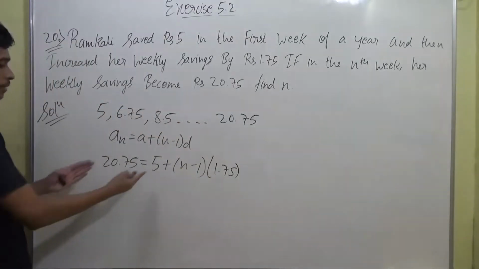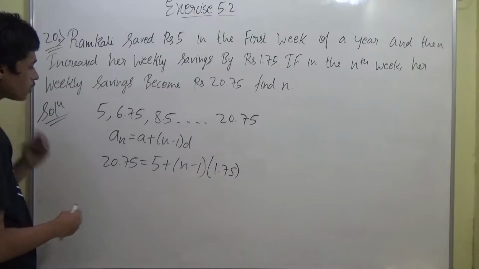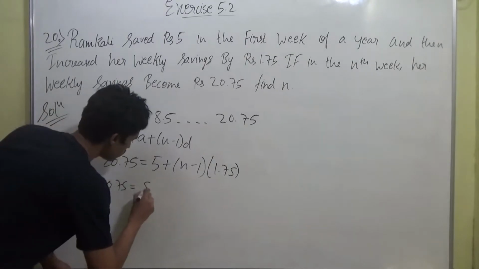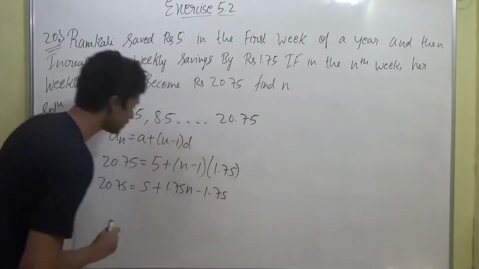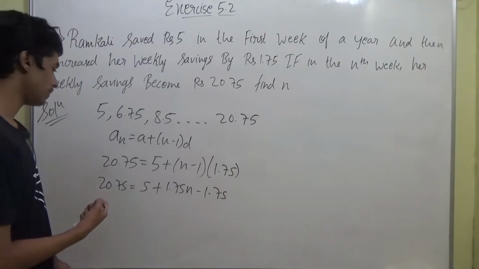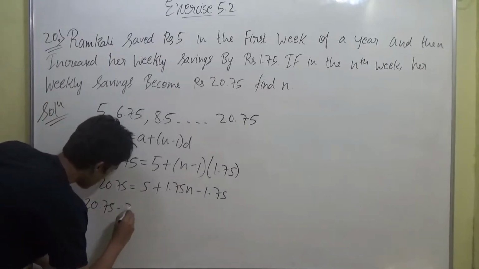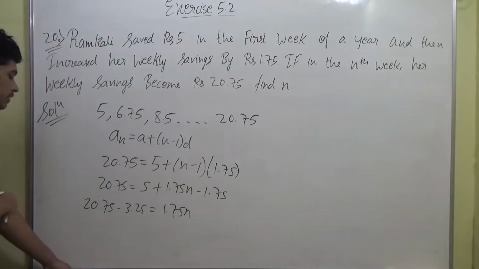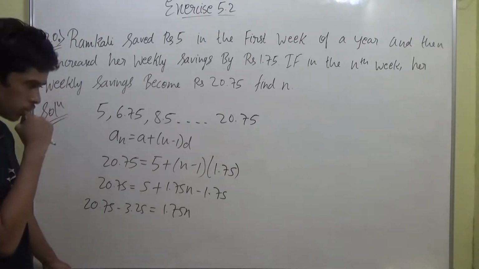Getting it, guys? Now what I'll do, I'll bring this 5 to LHS. First let me expand it and then bring it to LHS. So 20.75 equal to 5 plus 1.75n minus 1.75, right? So 5 minus 1.75 is going to become 3.25. When I bring 3.25 to LHS, it's going to become 20.75 minus 3.25 equal to 1.75n. Correct?